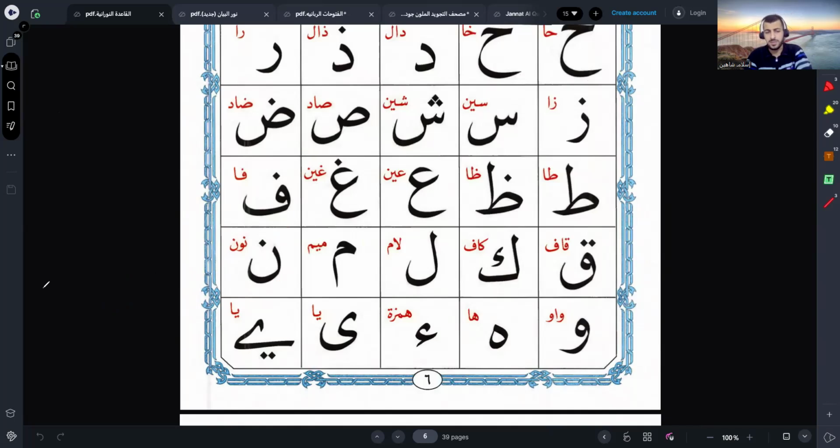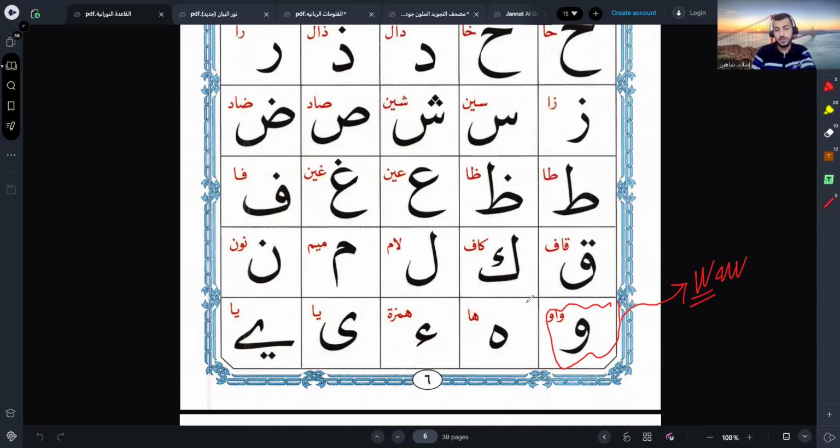So don't mix between the noon and the ba. If you remember, ba has a dot, but the dot was beneath it. For the noon, it also has a dot, but the dot is on top of it. Okay. Then the upcoming one is waw. Again, we say waw. It is close to W in English.